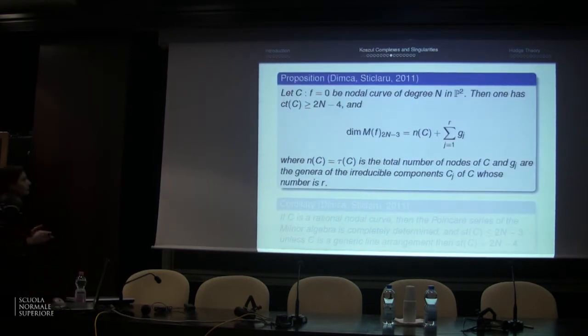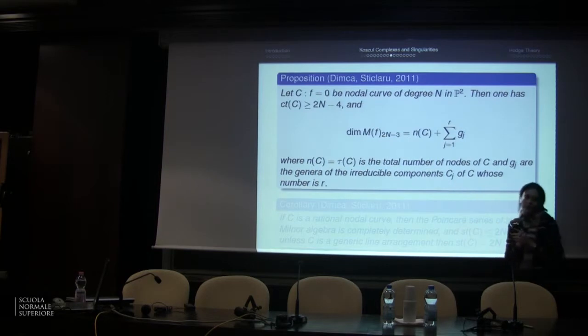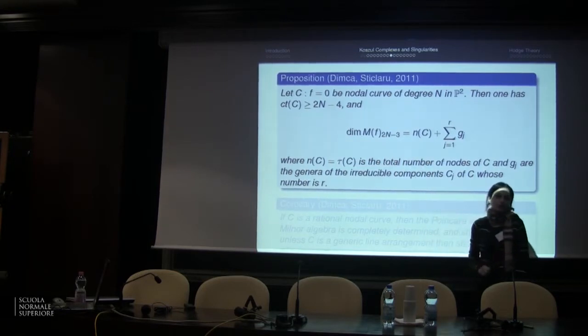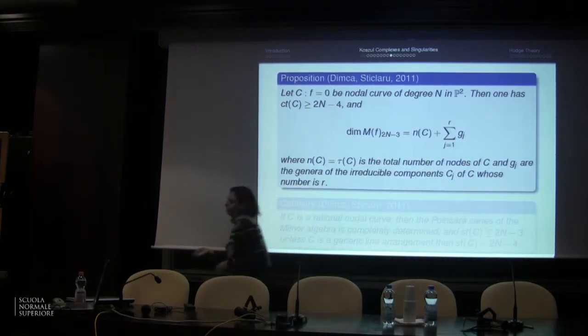Now, we go back to the theorem. If we consider a rational nodal curve, this means that all the components have genus equal to 0. So when the genus is equal to 0, the dimension of M F 2n minus 3 is equal to the number of nodes, which is also equal to the Dieudonné number. So when we look at this graph, we see that 2n minus 3 is here. And since it decreases and it's equal to tau of C, it means that it stabilizes here.